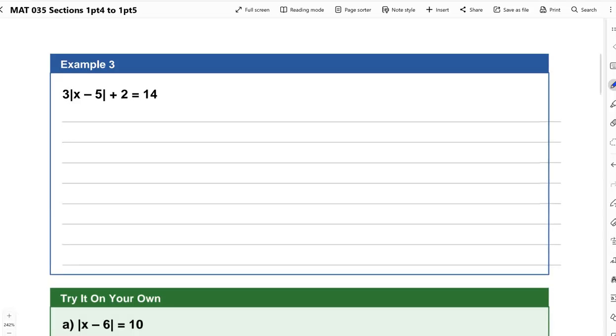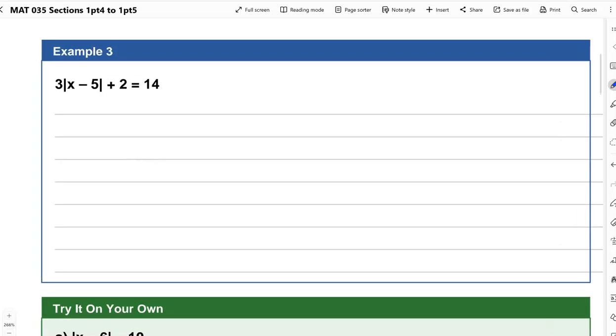Okay, in example 3, notice the absolute value is not isolated, so we have to do some work to get to this point. We cannot create two equations yet. You have to isolate the absolute value. So if I want to get this by itself, remember we're talking about peeling layers off. I'm going to start by moving that plus 2. The opposite of adding 2 is subtracting 2. What I do to one side of the equals, I've got to do to the other side. Remember, math is always fair. So I'm subtracting 2, and that's going to zero that out.